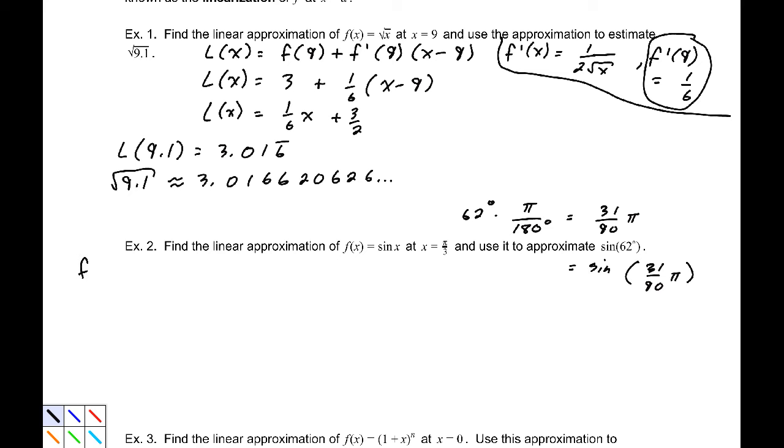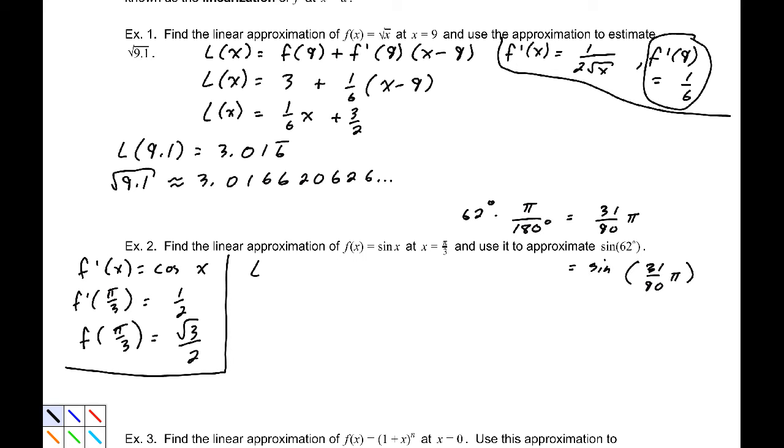All right, now on to the actual linearization. F prime of x is cosine x. So f prime at pi thirds is cosine of pi thirds, which is 1/2. And our original function, sine of pi thirds, is root 3 over 2. All that is information we need to write our linearization.